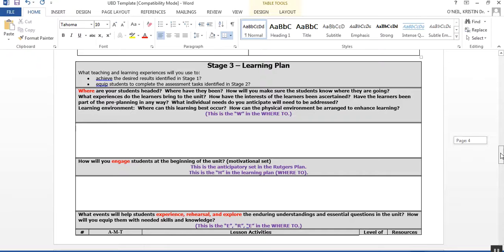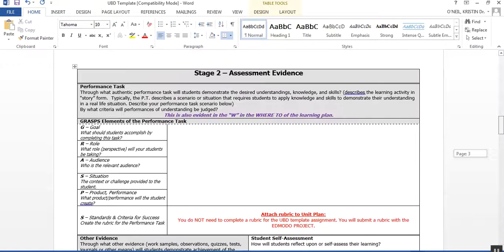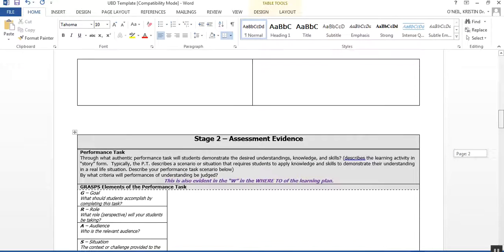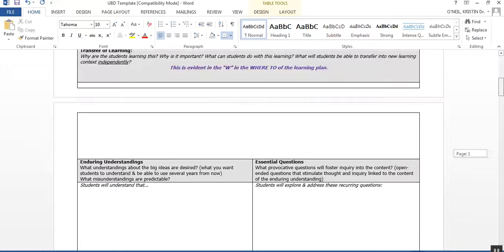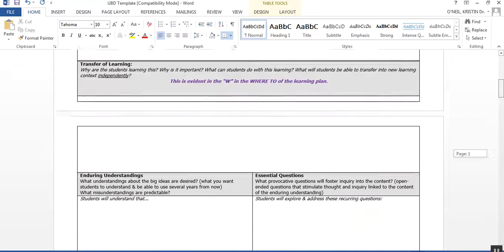The last stage of our traditional UBD template is stage 3, and that's the learning component that you structure in your classroom. What activities are you going to do that will help them to be able to perform their performance assessment in stage 2 successfully, and we'll get to our desired result in stage 1.